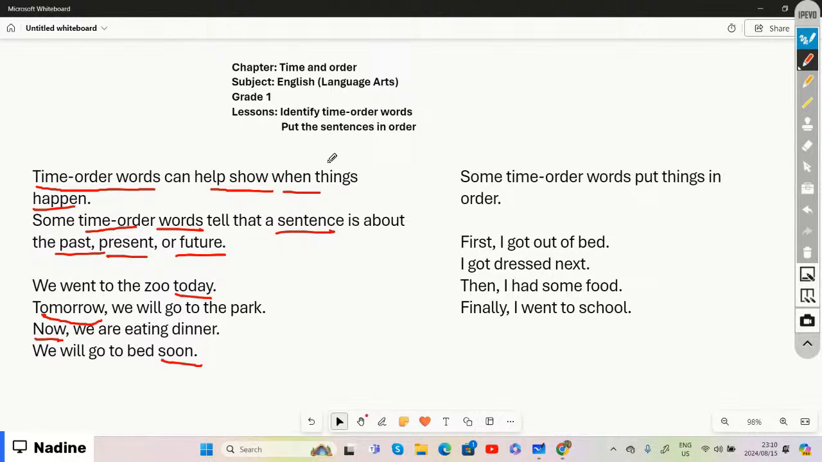Grade 3 is tomorrow. Today is grade 1 and grade 2. So grade 3 is tomorrow. All right. So when it comes to more of our time order words, right? Grade 3 is tomorrow. Today is grade 1 and grade 2.